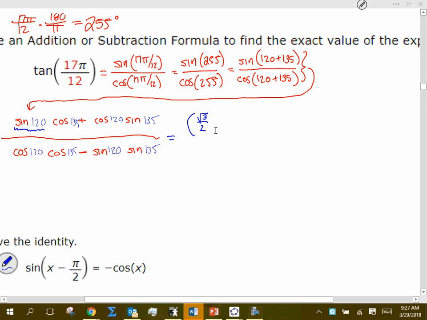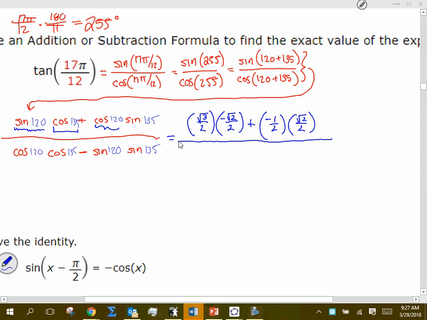Radical 3/2. Okay. The cosine of 135, what's the cosine of 135? Radical 2/2, but make sure you know it's in the second quadrant, so it's got to be negative, right? Okay. Plus then cosine of 120. Cosine of 120 is negative 1/2. And then sine of 135, sine of 135 is radical 2/2.